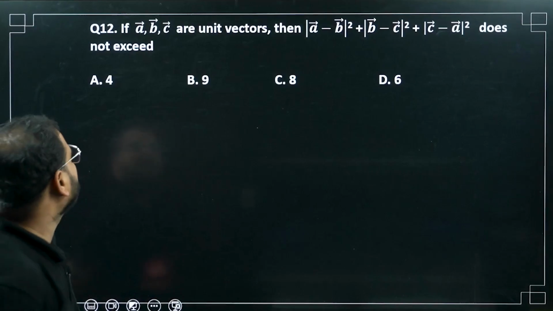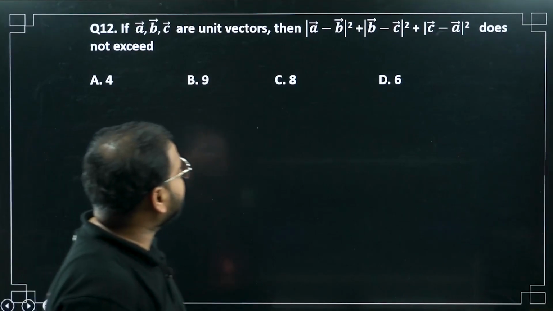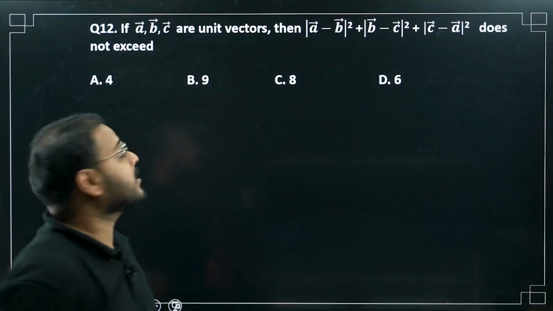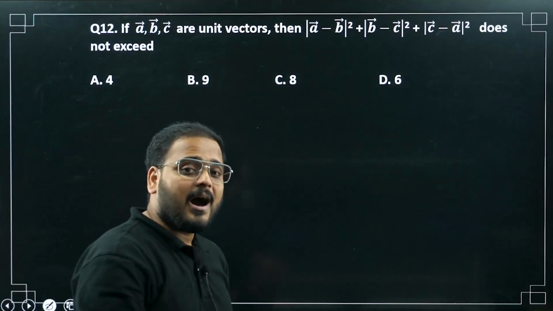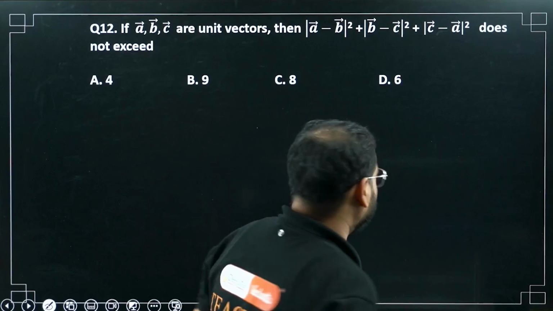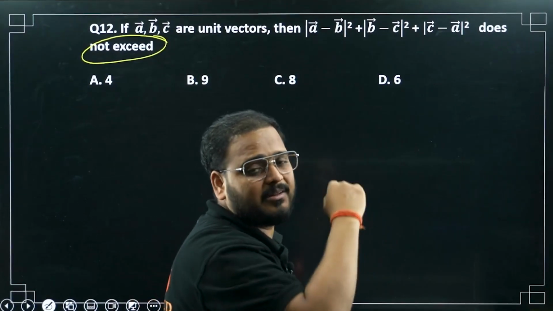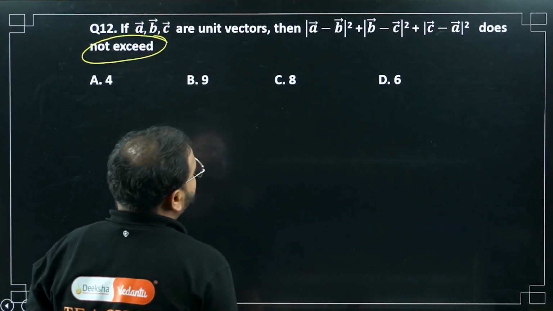Let's solve this quickly. If A, B, C are unit vectors, then A minus B the whole square plus B minus C the whole square plus C minus A the whole square does not exceed. Means we are looking for what? An upper limit value, a maximum value. We're not looking for an exact value, we're looking for the upper limit, the maximum value. Okay, a very good question. Let's see.